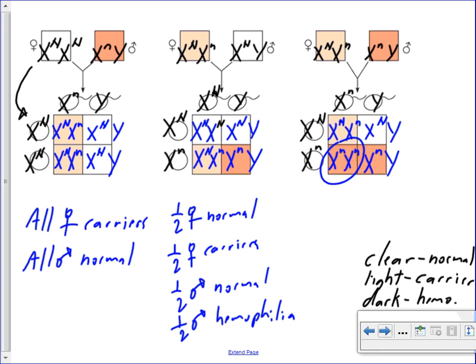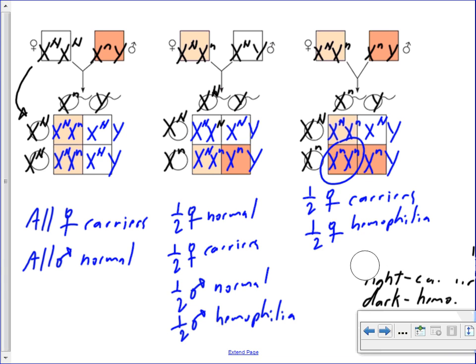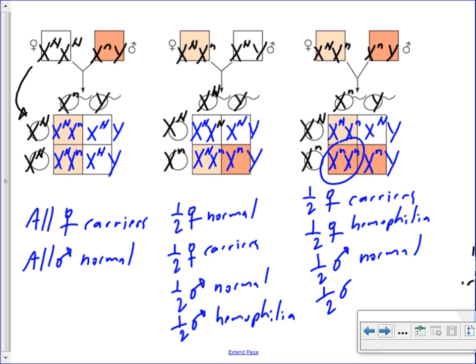So how would we write this one? We would say one half of the females are carriers. One half of the females have hemophilia. For the males, one half of the males are normal, and finally one half of the males will also have hemophilia.